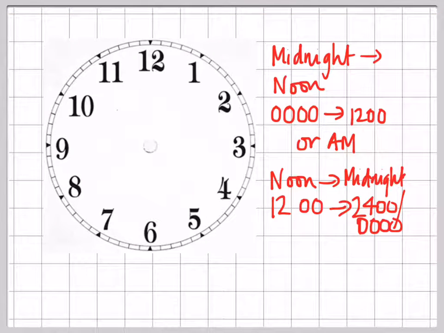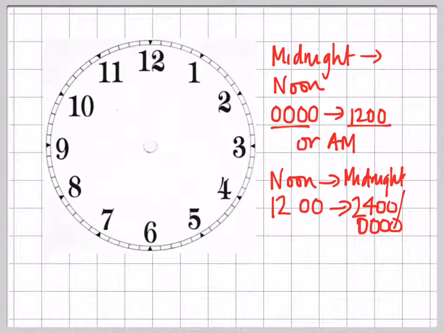The last thing that you need to know is the concept of 24-hour clock. Any time from midnight to noon uses the normal numbers that we see in telling the time from 0000 to what we call 1200 in 24-hour clock.